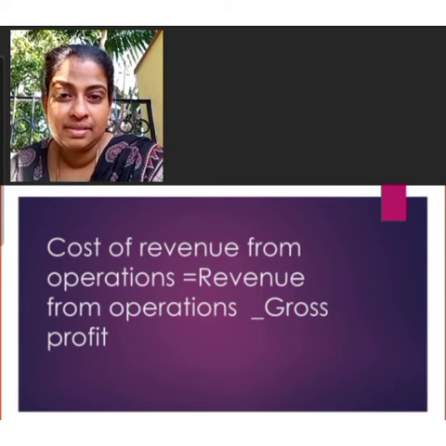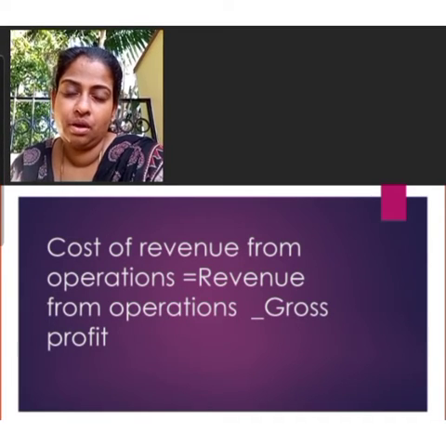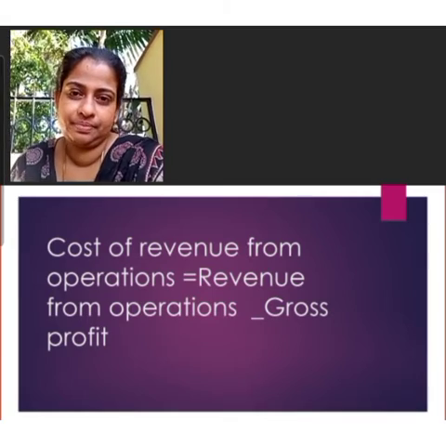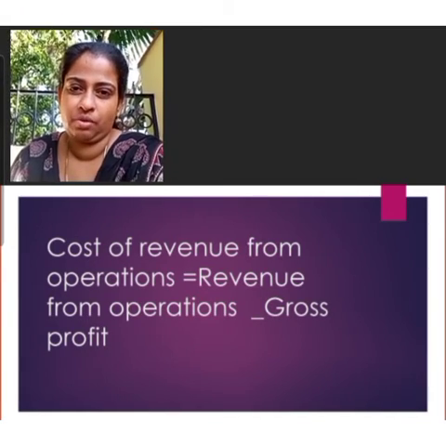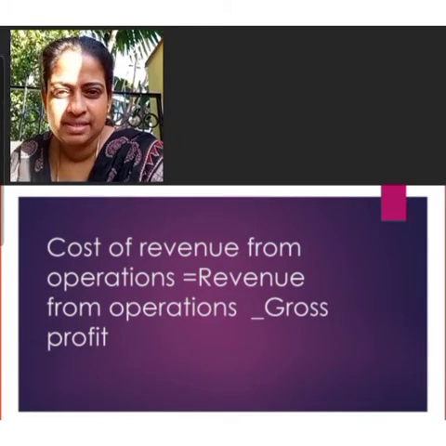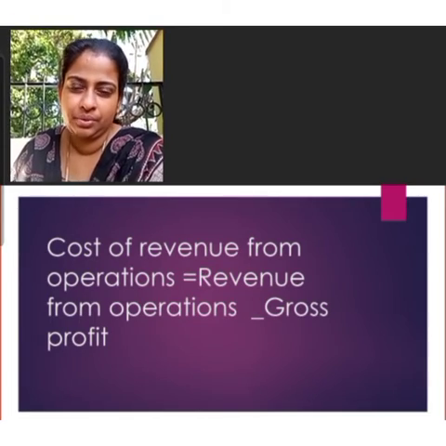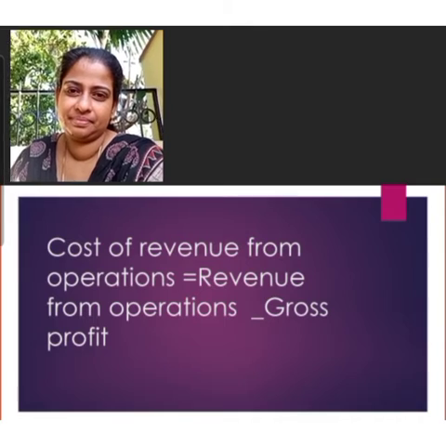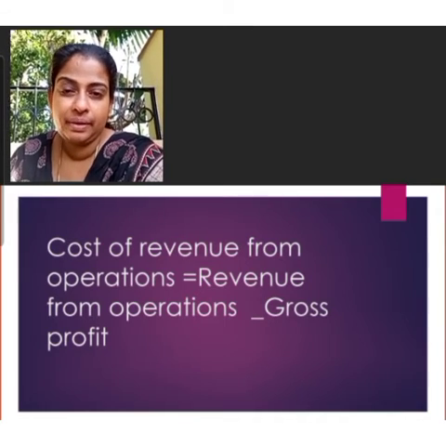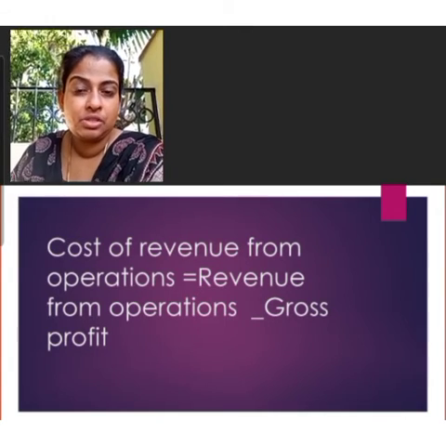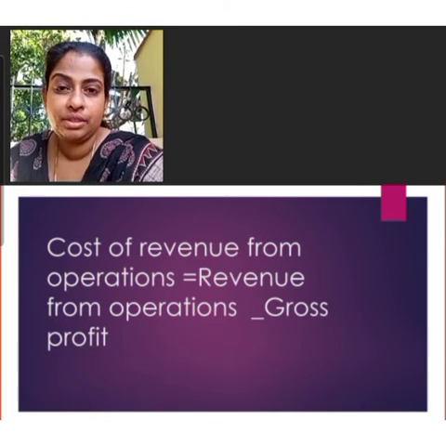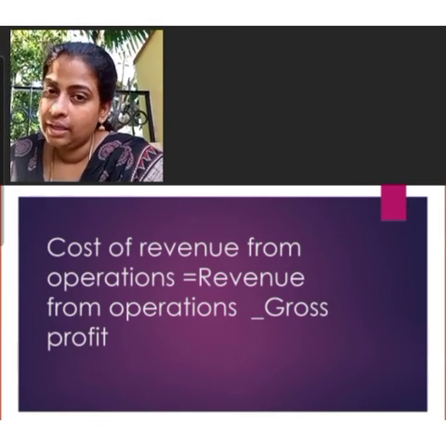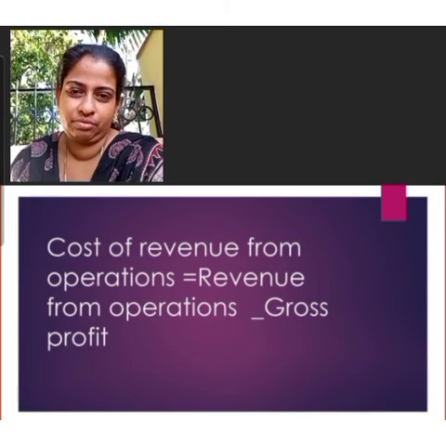Gross profit means the excess of revenue over expenditure in the trading account. That term is known as gross profit. Gross profit is the trading profit earned during the year. After preparing the trading account, the next step is to prepare the profit and loss account. The objective of preparing the profit and loss account is to know the profitability, the net profit.